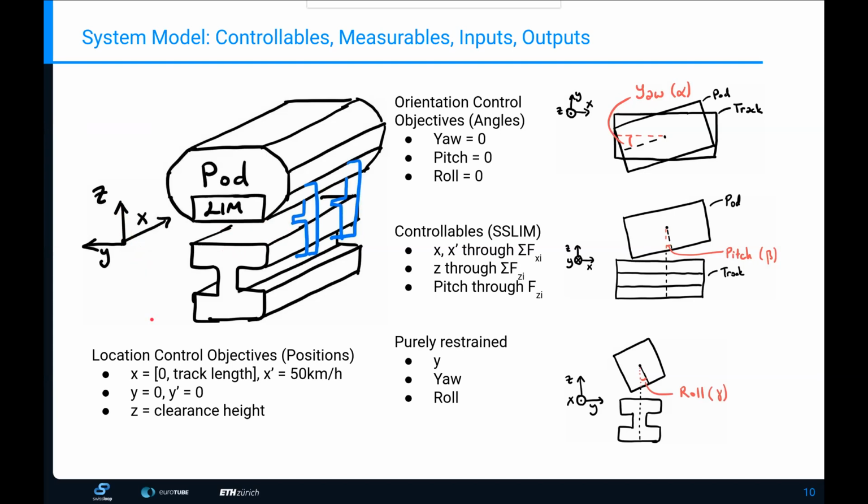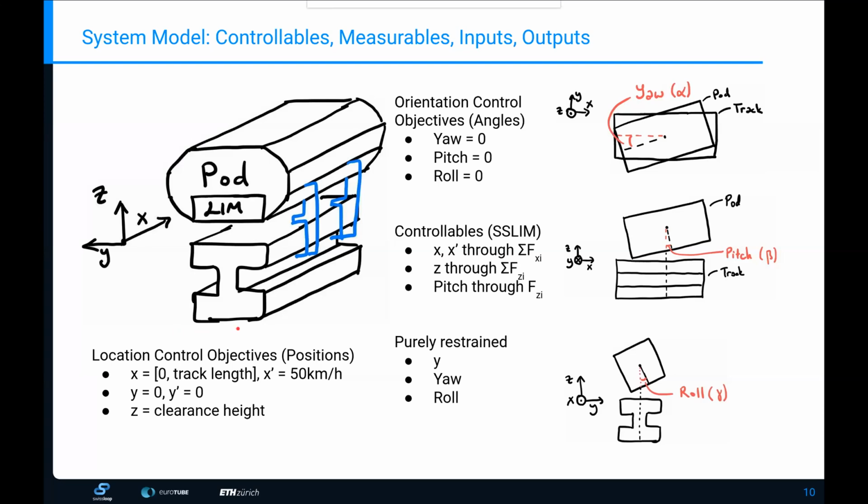And we want, of course, to reach a certain velocity, and we want to not go over the track, so we want to keep within the track bounds. In the y direction, we do not want any deviation, since it's not helpful at all. And we don't want any velocity either. And finally, in the z direction, we want to keep to our air gap with which we calculate the generated forces.